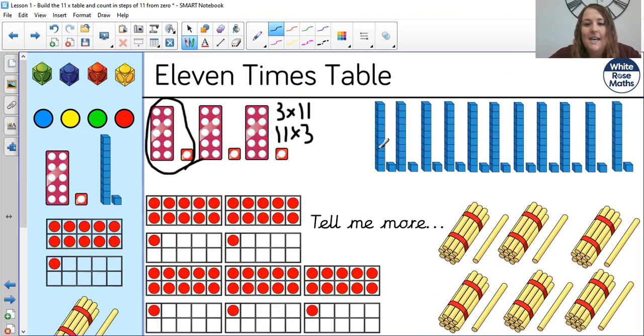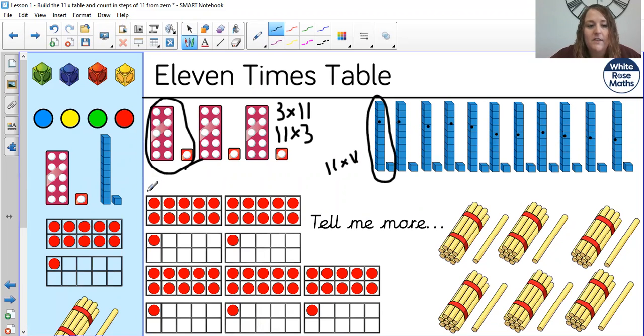Next one then, we have some tens digits and a ones digit here. Again, groups of 11. There's 1, 2, 3, 4, 5, 6, 7, 8, 9, 10, 11. So hopefully you can tell me that that is 11 times 11. And again, if we swapped those numbers around, it's still 11 times 11.